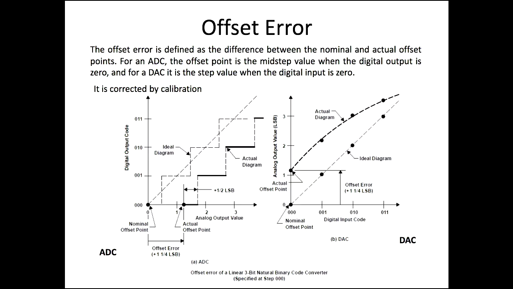So I wouldn't be much worried about offset error because you can correct it. But the point is you should know there is an offset error. So you have to check it. When you put the DAC at 0 0 0, you check whether you are getting 0 0 0 0.